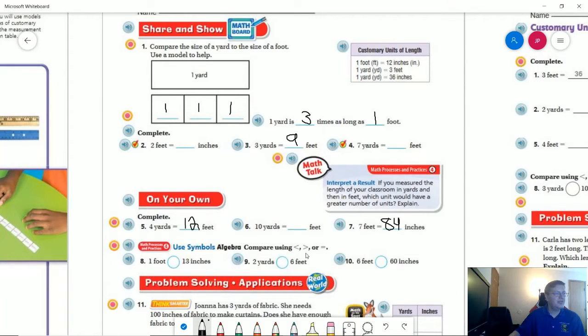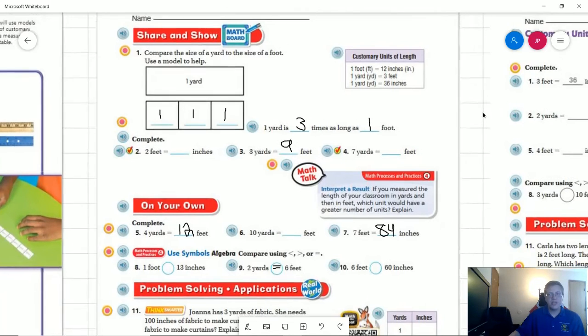Number 9, if we are comparing 2 yards to 6 feet, I can start by making them both measurements in feet. I can do 2 yards times 3 feet, and that would give us exactly 6 feet on this side, 6 feet on this side. That is going to be equal. So that is all that we're working with for the lesson portion.